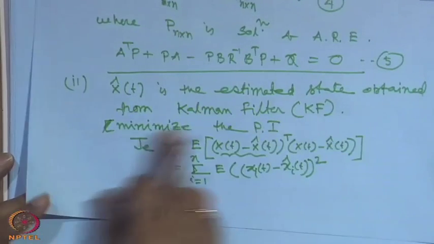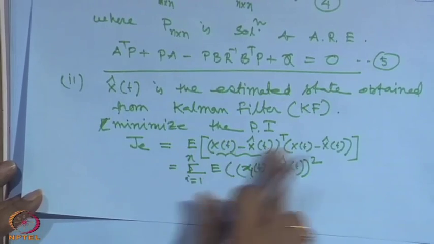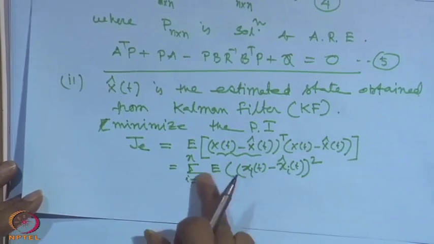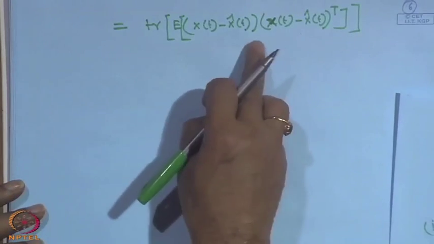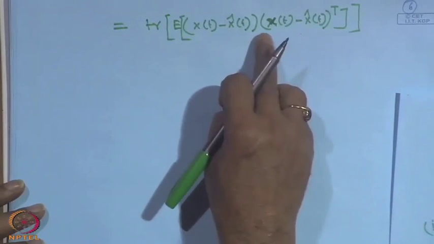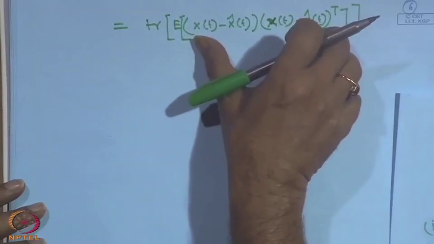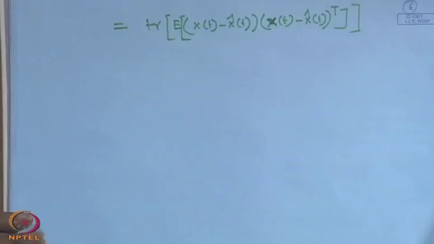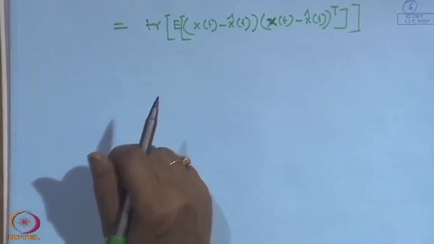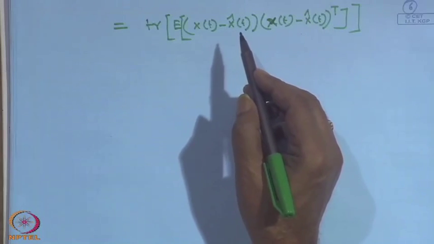That means your estimation problem is to minimize the performance index, which you write either as the expected value of the error square, or as the trace of the error covariance matrix. All the diagonal elements of this matrix are nothing but those quantities. So, this way we have to estimate the state.